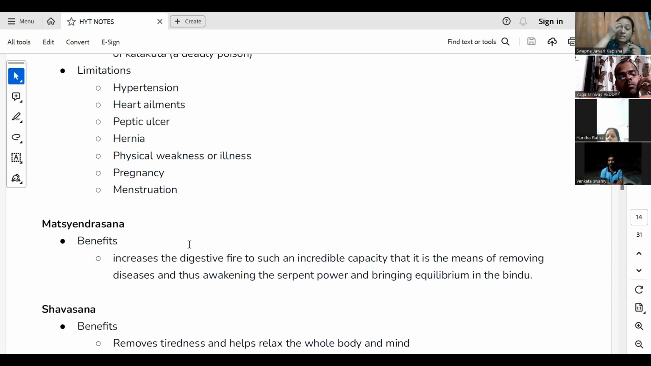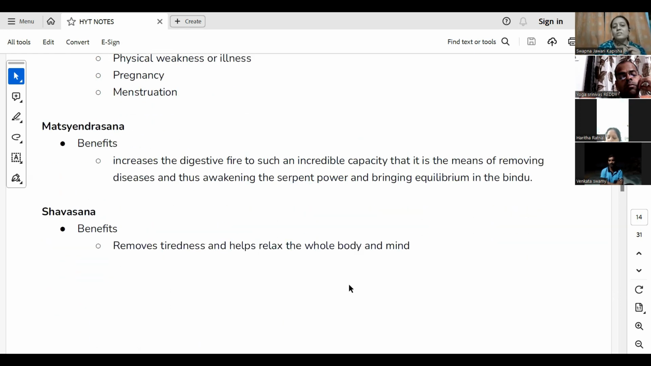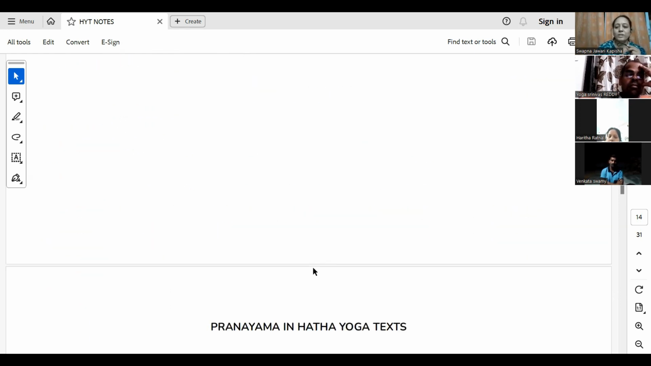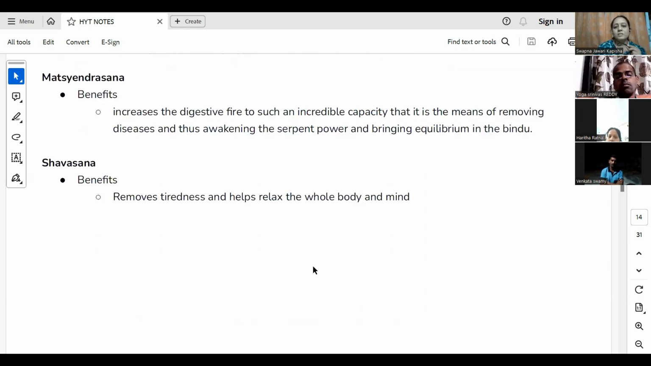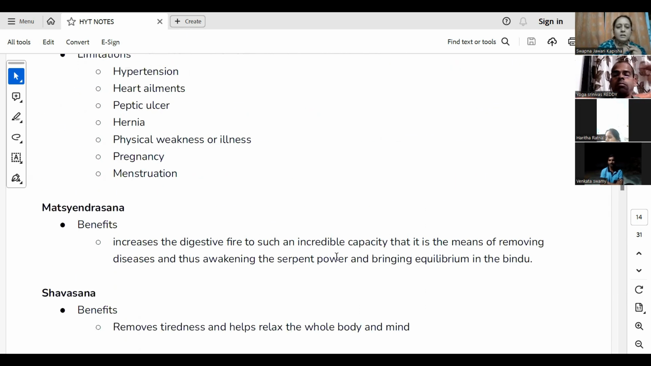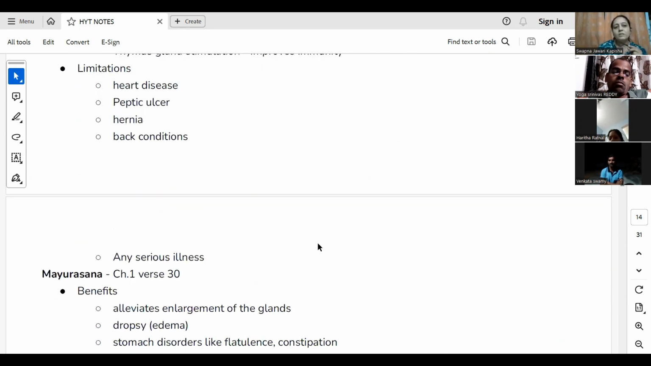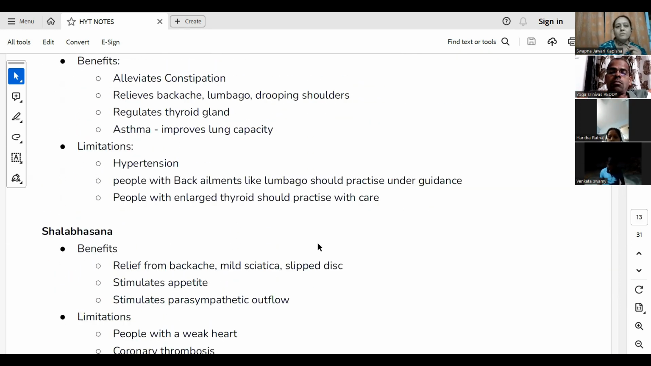Matsyendrasana. Again, this is similar to Ardha Matsyendrasana. Shavasana removes the tiredness and helps to relax the whole body and mind. So we will stop here. This is in general the 15 asanas in Hatha Yoga Pradipika. So today we have finished.